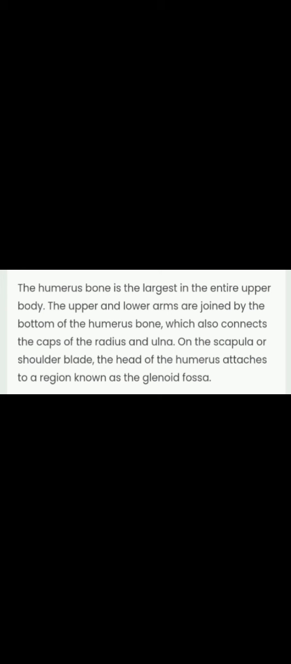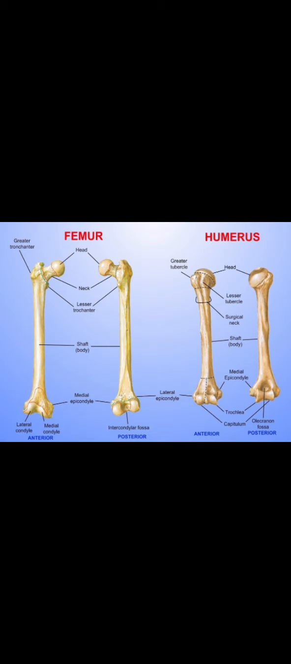Alright, so on the scapula or the shoulder blade, the head of the humerus attaches to the region known as the glenoid fossa. Now, the intersection of these bones enables movements at the elbow and an extensive range of motion accessible at the shoulder joint. Now, the femur is the longest and the strongest bone in your body.